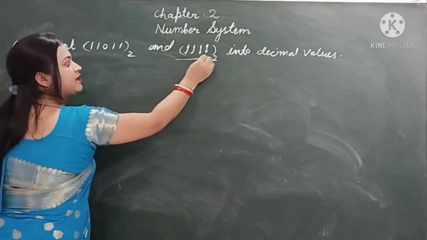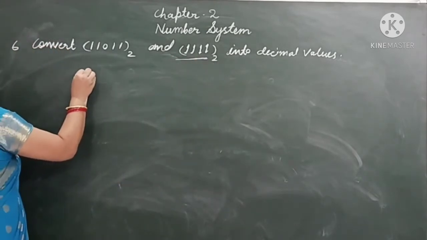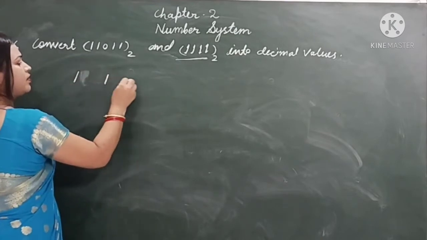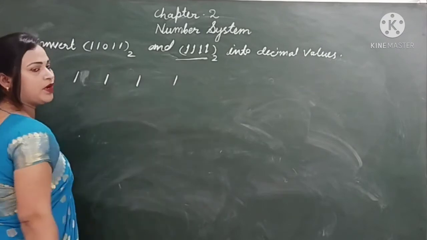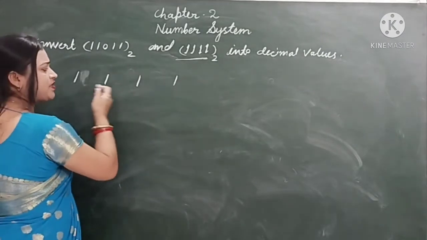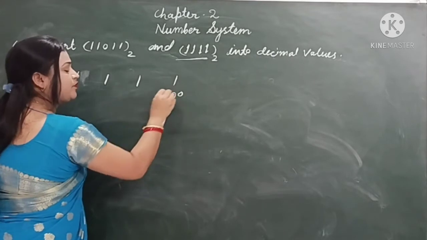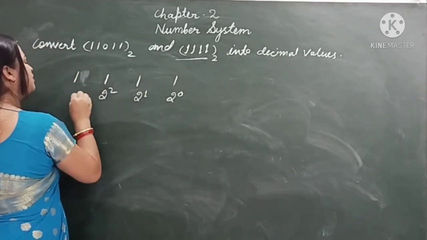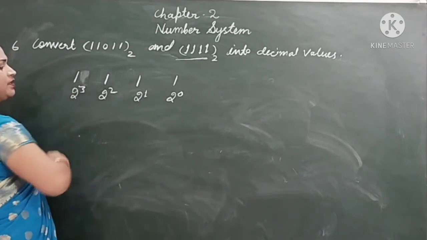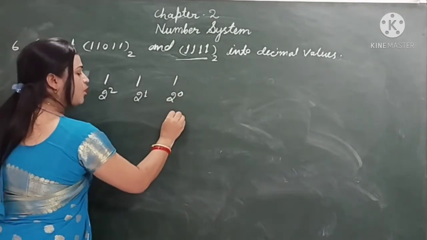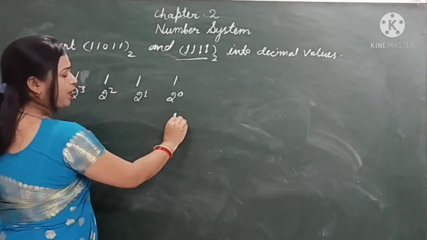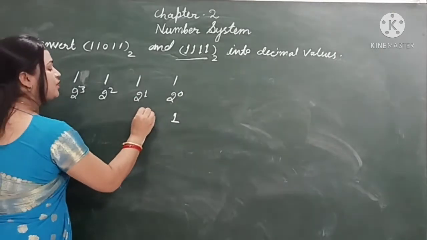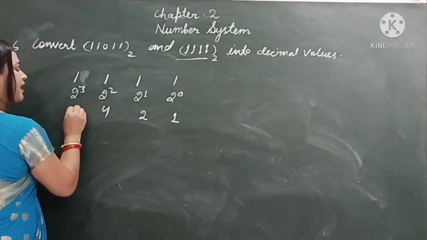Now next part, this 1 1 1 we'll write on a proper distance, 1 1 1 and then we write the place values of these digits. So 2 raised to the power 0 is the first place value, 2 raised to the power 1, 2 raised to the power 2, 2 raised to the power 3, right? Any number raised to the power 0 means 1, so 2 raised to the power 0 is equal to 1. This is equal to 2, 4 and 8.